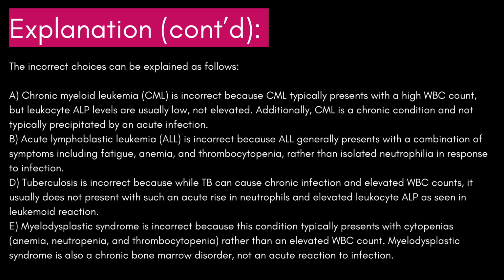B, acute lymphoblastic leukemia, ALL, is incorrect because ALL generally presents with a combination of symptoms including fatigue, anemia, and thrombocytopenia, rather than isolated neutrophilia in response to infection. D, tuberculosis is incorrect because while TB can cause chronic infection and elevated WBC counts, it usually does not present with such an acute rise in neutrophils and elevated leukocyte ALP as seen in leukemoid reaction.